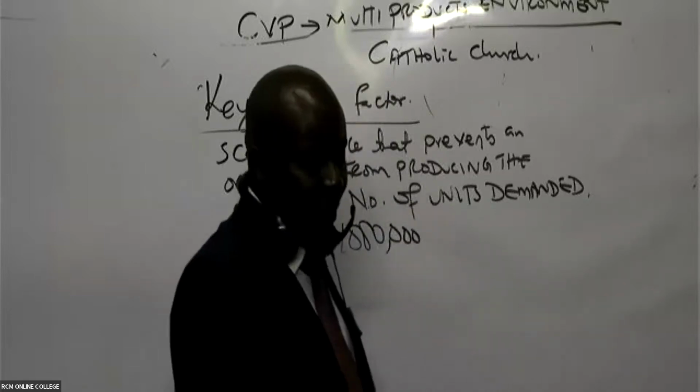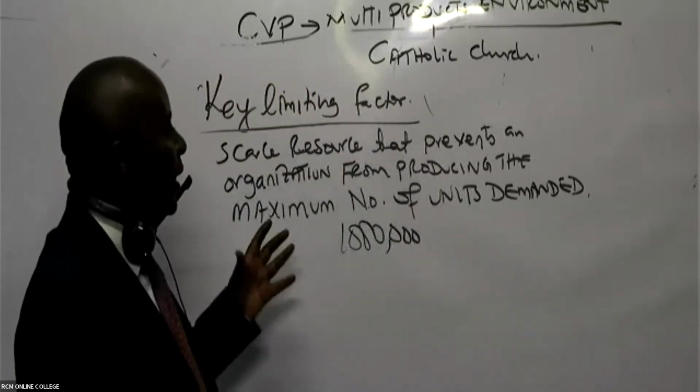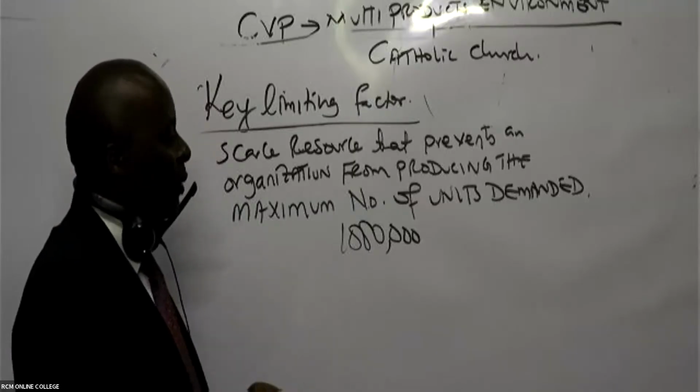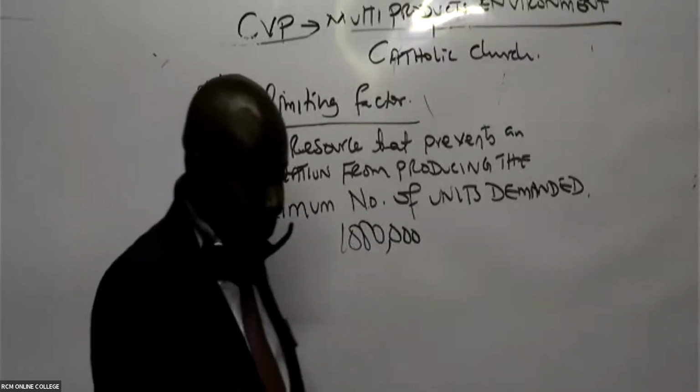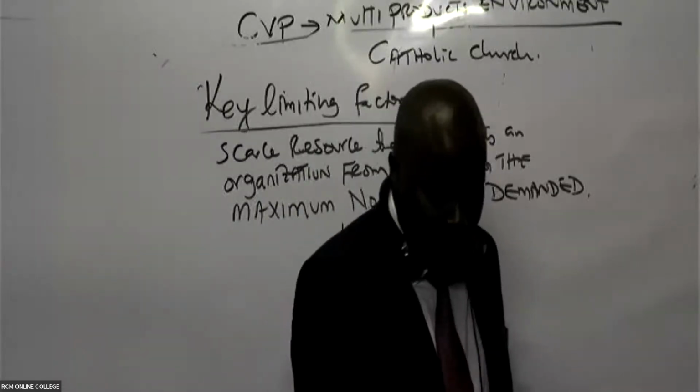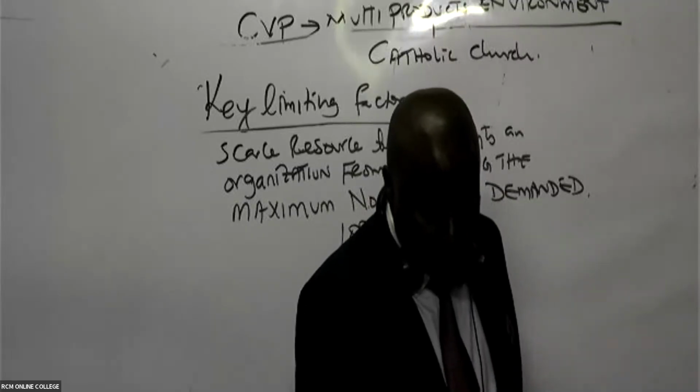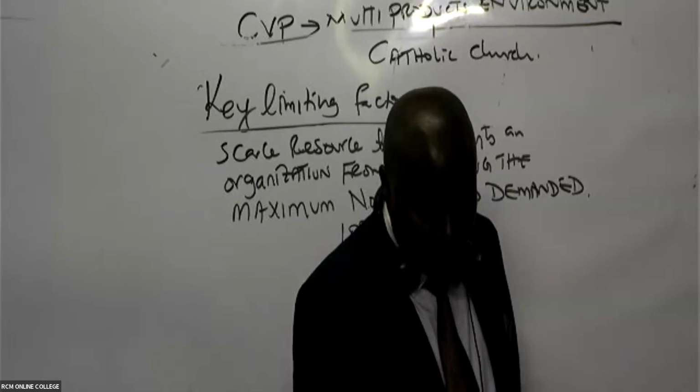So we've just explained that a key limiting factor is that scarce resource that prevents an organization from producing the maximum number of units demanded. And we shall be able to take up a past paper question right away. Once we do this, we shall take a break and go get dinner, isn't it?